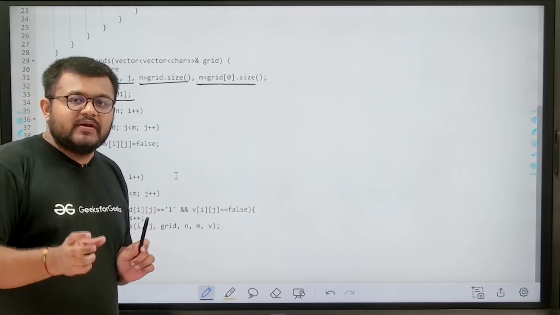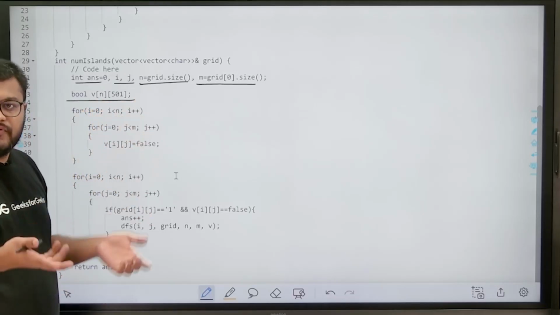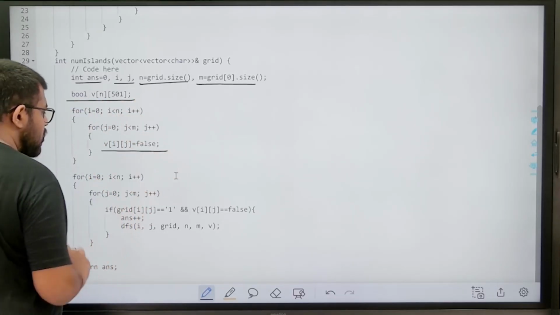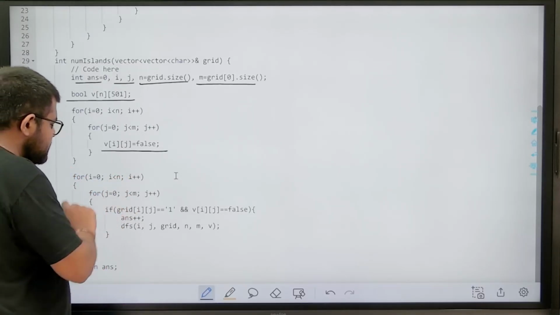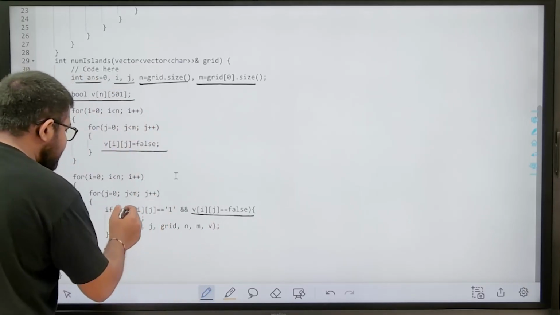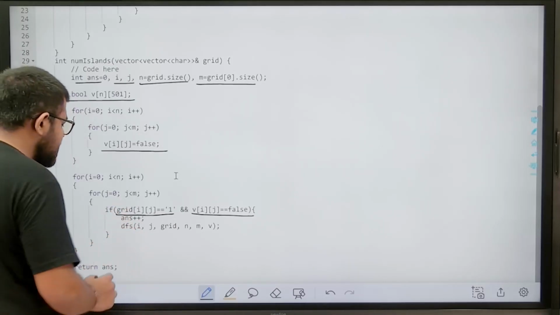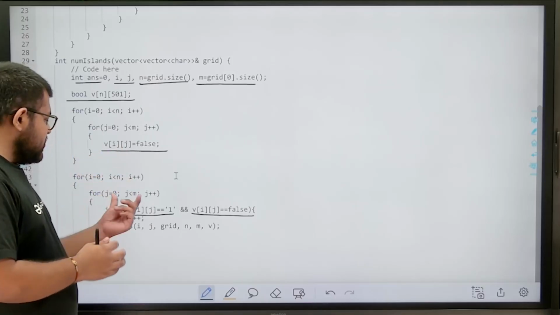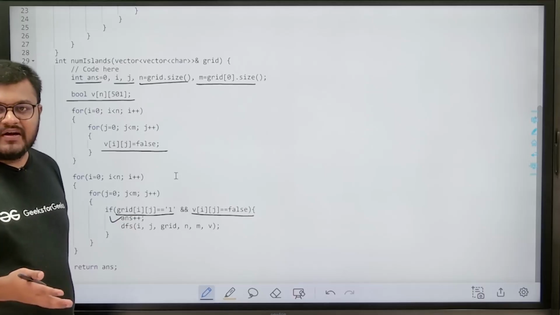Here each node will be represented using a row number and column number. So basically this V is used for that. Whenever we visit a cell, we will mark it as true. So I have initialized all of them as false initially, and then for i equals 0 to n and j equals 0 to m, if it is not visited before and if it is a land, so if grid of i j equals 1, then I'll call a DFS and I'll do answer plus plus. Okay, because the number of times this condition holds true and the number of DFS I have to call, those are the number of connected components.